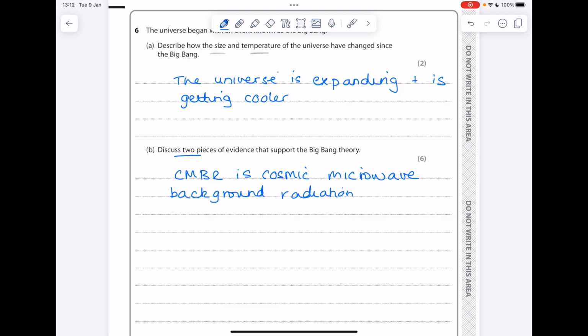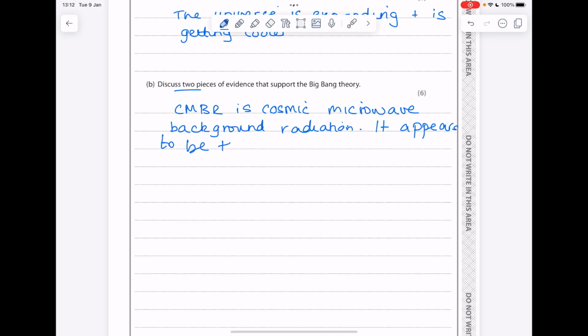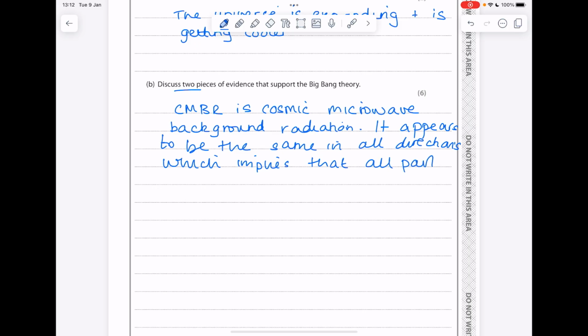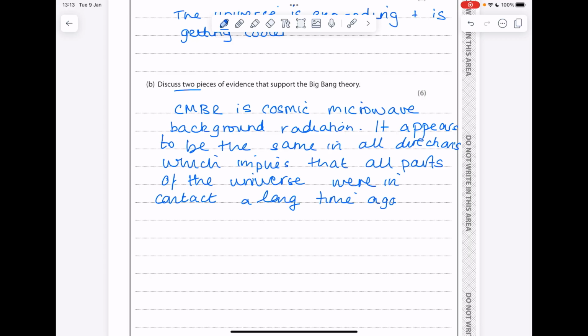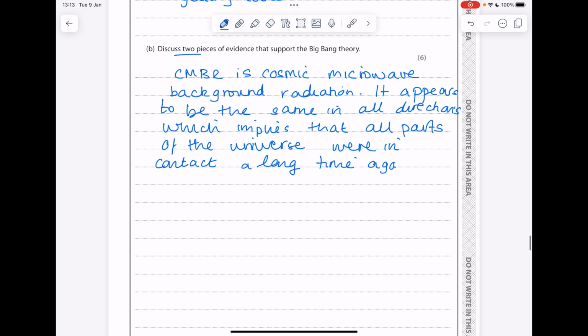Notice that it appears to be the same in all directions. Which implies that all parts of the universe were in contact a long time ago. Hence the Big Bang, which was a huge explosion. Then we'll talk about redshift.